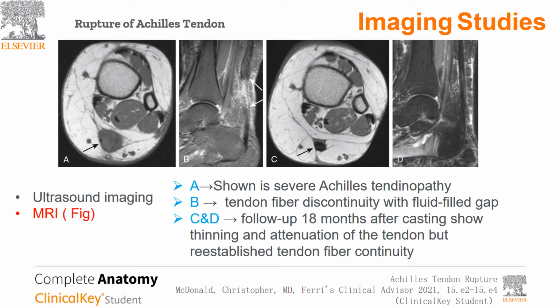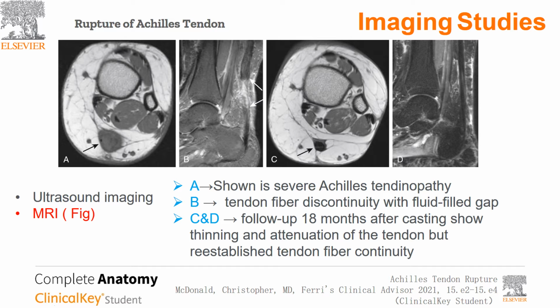Ultrasound imaging may be used to assess Achilles tendinopathy and is considered by some the first-line imaging modality. Ultrasound provides clinicians with a practical means of evaluating Achilles tendinopathy and ruptures at bedside.